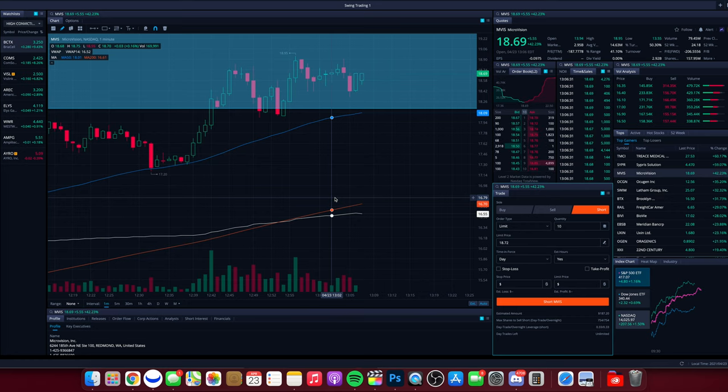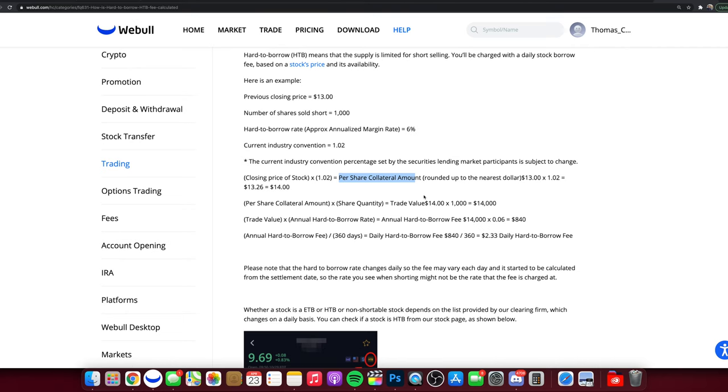You take that, you multiply by 1.02, you're still going to get below 19. You round it up to the nearest whole dollar and you get a $19 number. That's your MVIS per share collateral amount rounded up to the nearest dollar, which would be 19 in the MVIS case for this example. In the example that we're using, it's going to be 14.